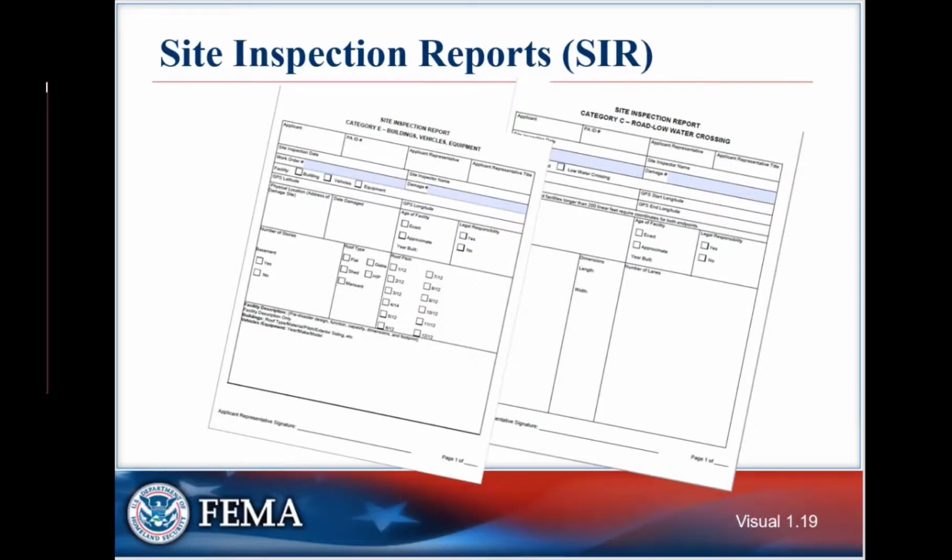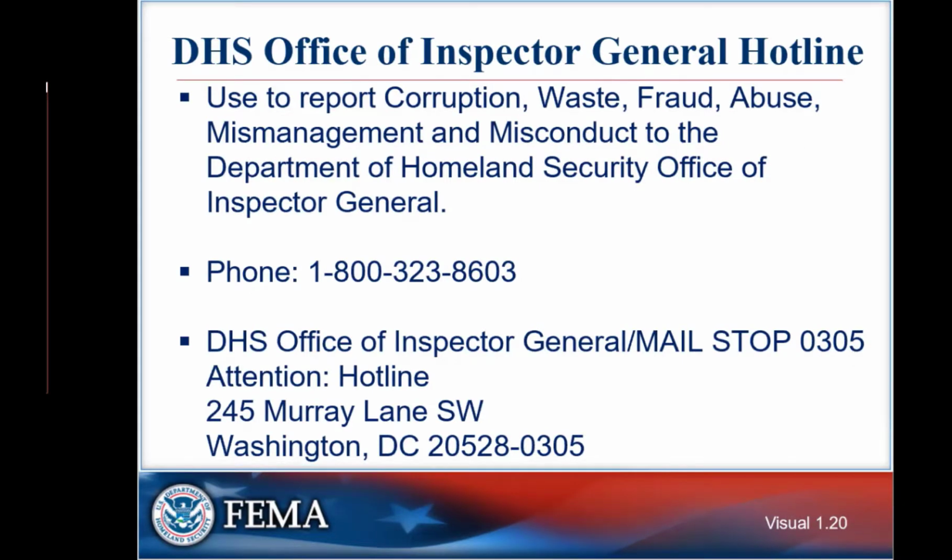Our site inspection reports, DHS Office of Inspector General hotline. We hope that you don't have to use this, but in case you do, this is used to report corruption, waste, fraud, abuse, mismanagement, and misconduct to the Department of Homeland Security Office of Inspector General. We have a phone number here, 1-800-323-8603, as well as a mailing address.